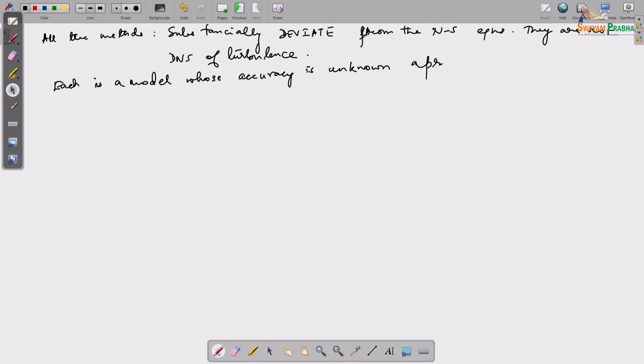I will talk about the DNS and its cost and what we do about that. So, pseudo-spectral methods, as I said. We did discuss DNS, which has a certain computational cost. We are seeing how we can alleviate that, and we came up with a couple of methods. What we now see is that they deviate substantially from the Navier-Stokes equations, and are definitely not a DNS of turbulence. Each is a model whose accuracy is not known a priori. That's where we have to leave it, and then we make judicious choices when we decide to study a problem.